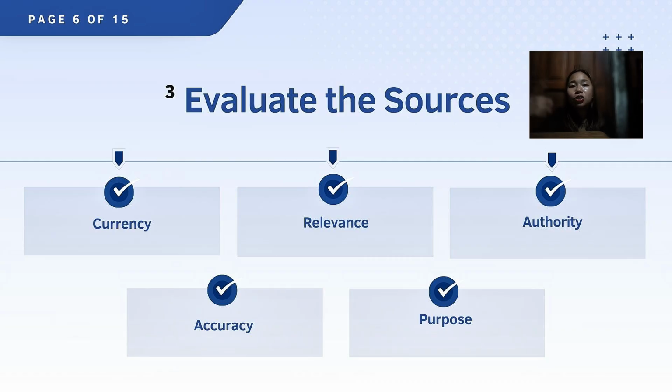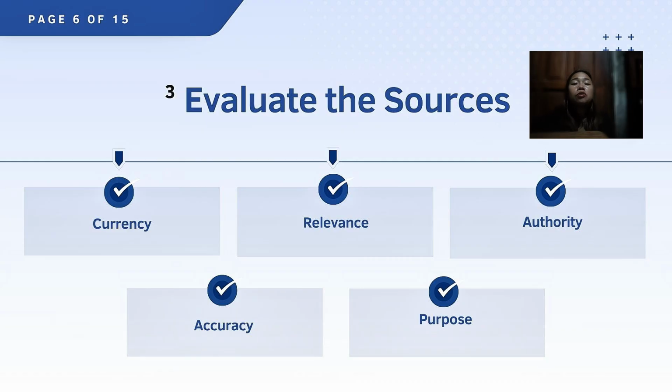Currency, is the study recent enough to provide updated information? Relevance, does it directly answer or relate to your research question? Authority, is the author an expert in the field and was the study published in a reputable journal? Accuracy, is the information supported by evidence, data, and references? And purpose, was the article written to inform and educate rather than to persuade, advertise, or promote something?